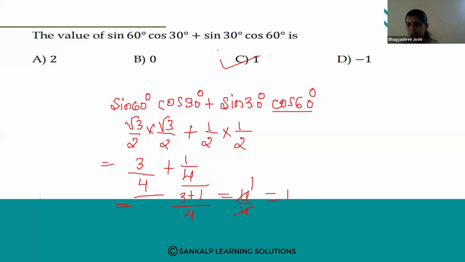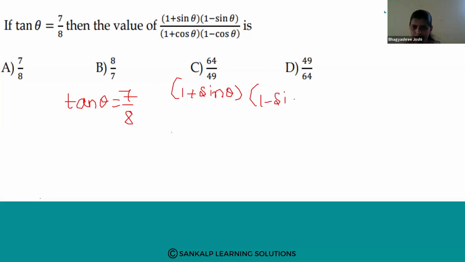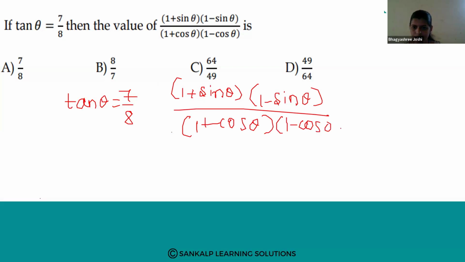So this type of questions they ask in the exam. See, if tan theta is equal to 7 divided by 8, then we are going to find the value of 1 plus sine theta into 1 minus sine theta divided by 1 plus cos theta into 1 minus cos theta.